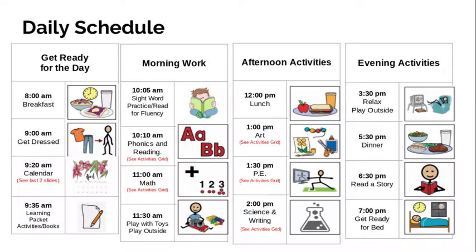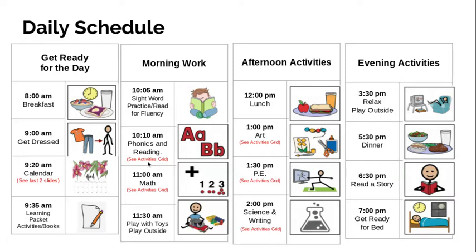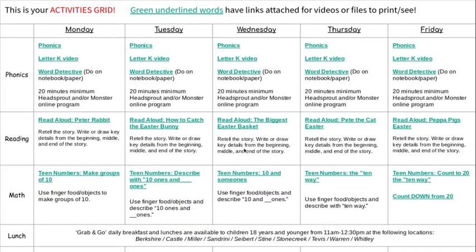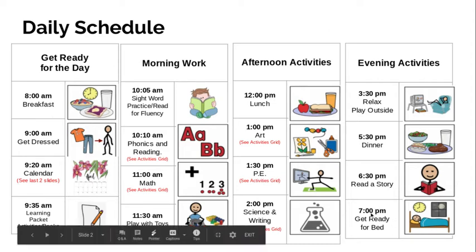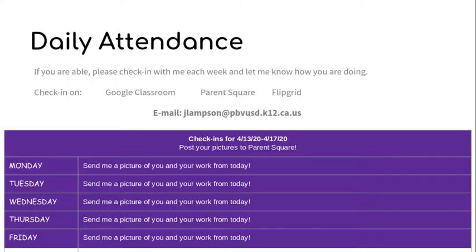Okay. So your daily schedule, you have on each time what to do. And the red C activities grid is referring to the slide right here. This is your activities grid. Okay. So you will go through all the different activities throughout the day, and you have a full week of work on the activities grid to do, just like you were in school.